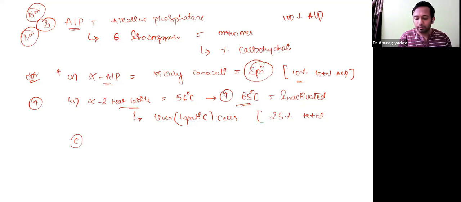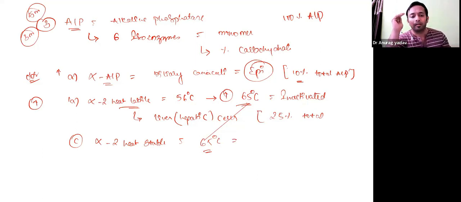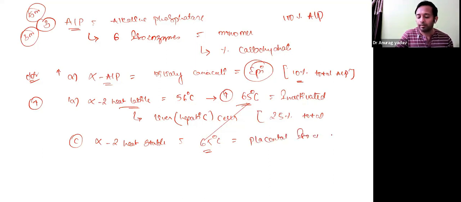Now C, there is a type of alpha 2 heat stable. It means if you give this temperature, that is 65 degrees Celsius, the enzyme is still active and functional. So this is majorly seen in, similar to, the placental isoenzyme. So this is the 3 that we have seen.